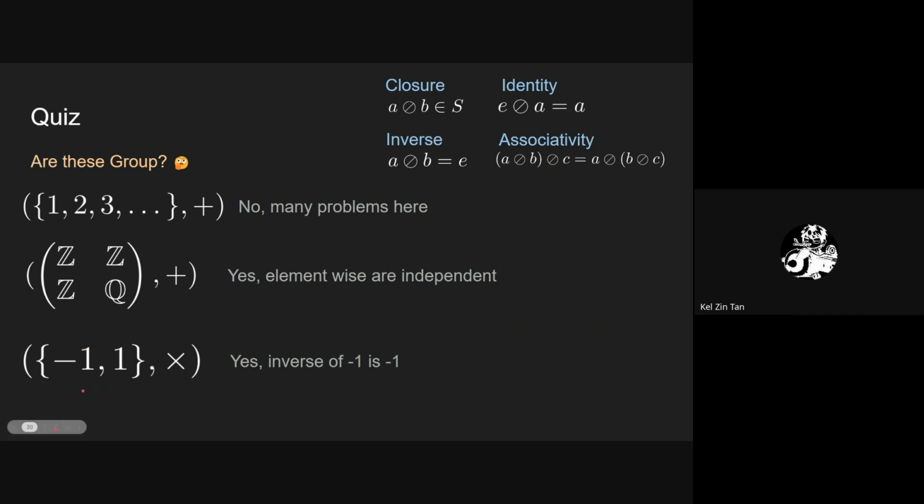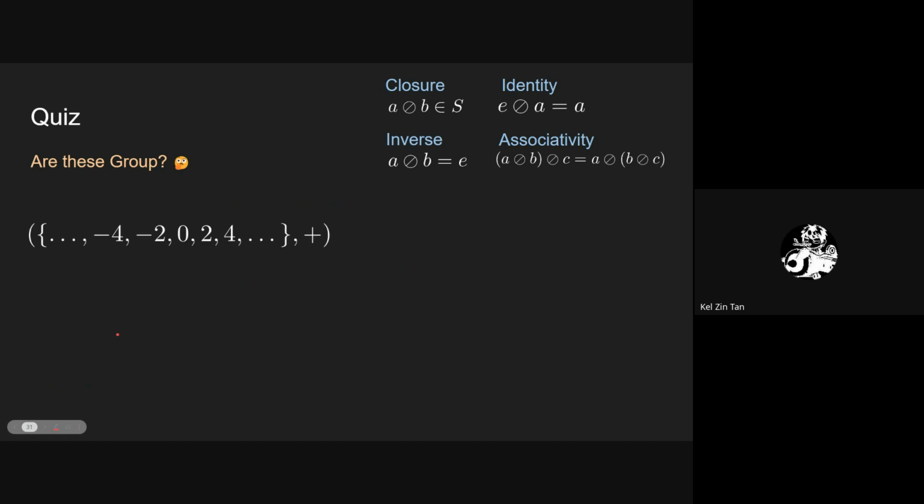And notice that this group only has 2 elements, compared to all the examples that we gave previously, which have infinite group size. There are infinite elements there, but here we only have 2 elements.